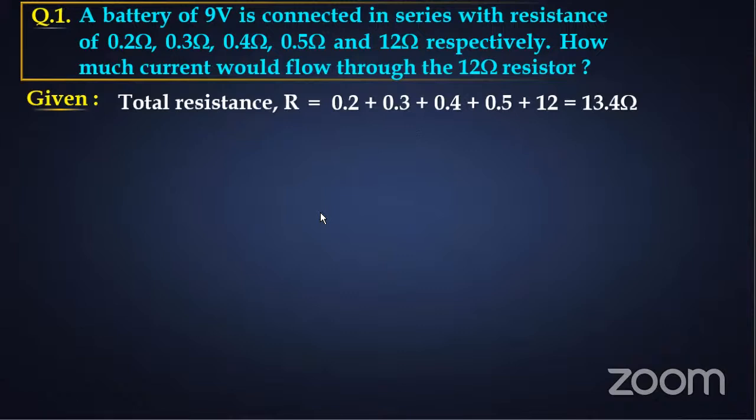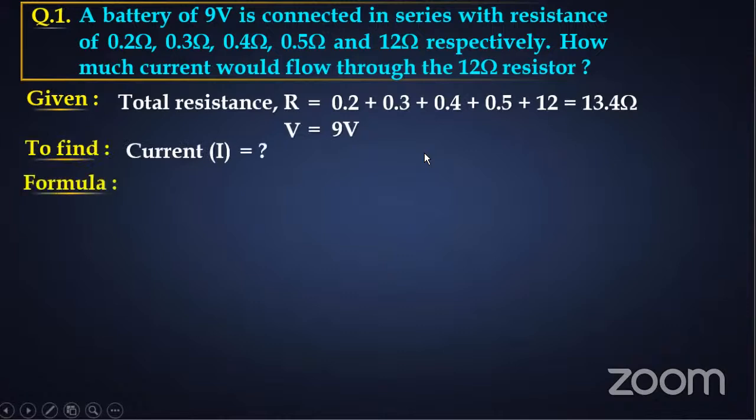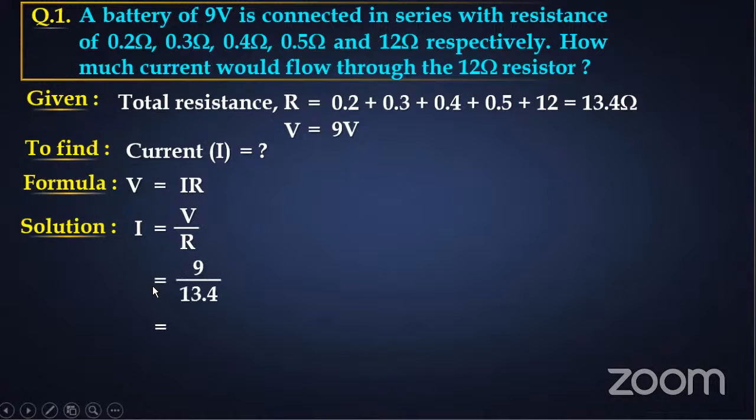Then, for the current flowing, what is the formula according to Ohm's law? V is equal to IR. What is the value of V here? 9 volts, the battery value given. So according to Ohm's law, V is equal to IR. To find the current, you know the value of R and you know the value of V, so substitute. I is equal to V by R. V is 9, R is 13.4. So what is the total value here?